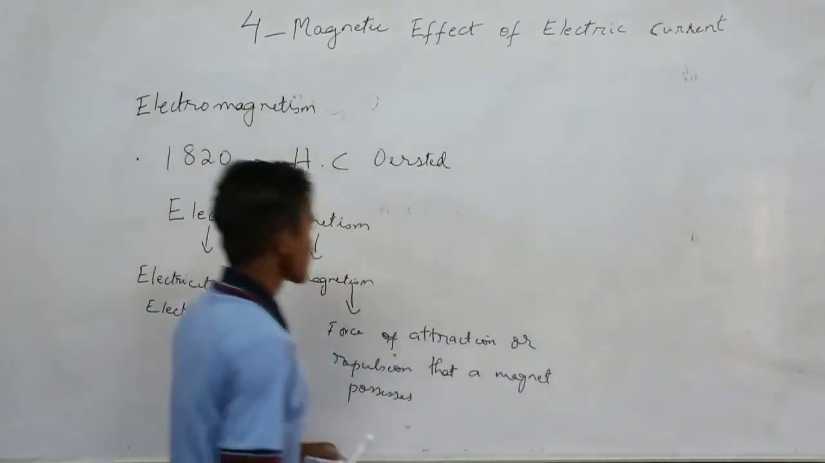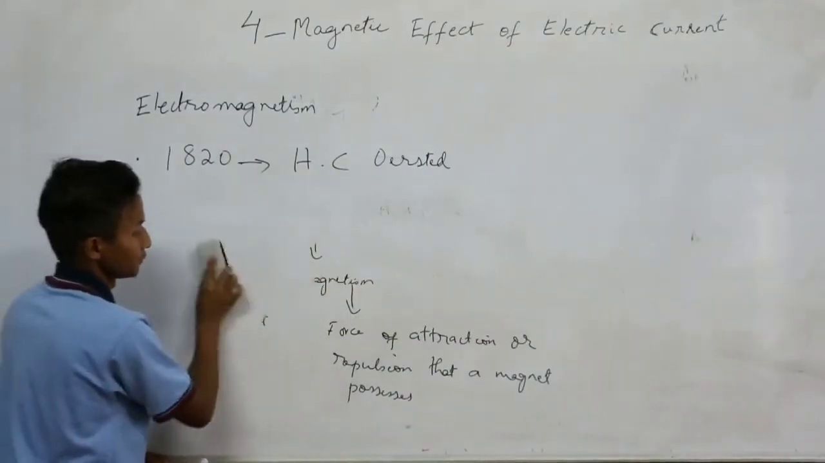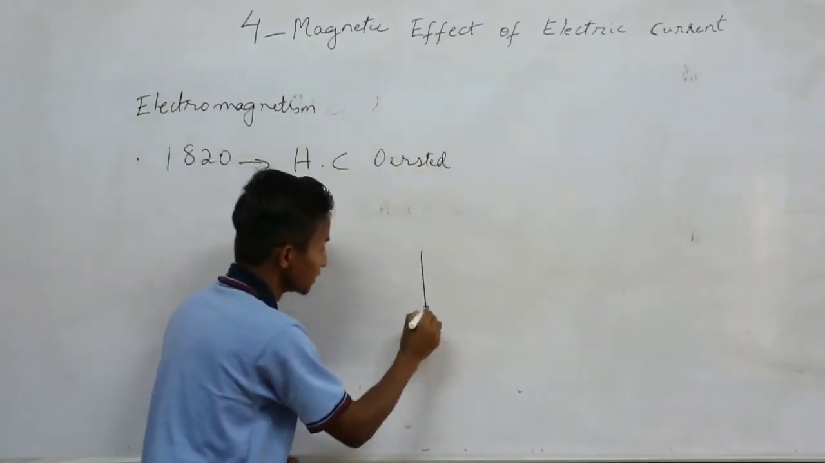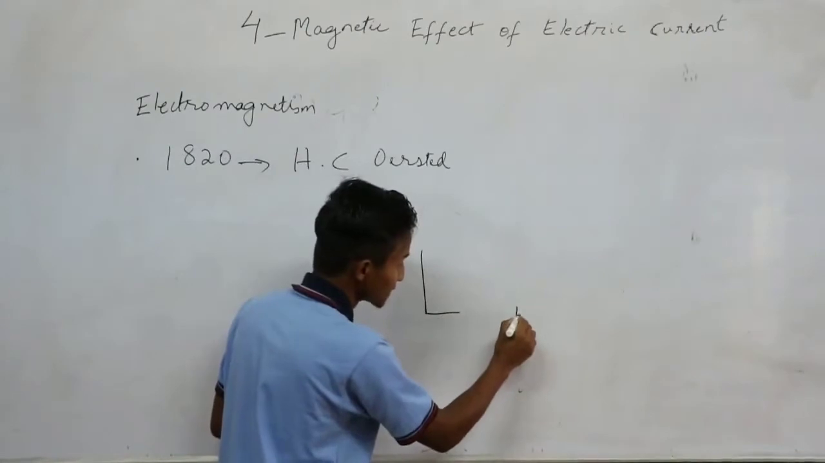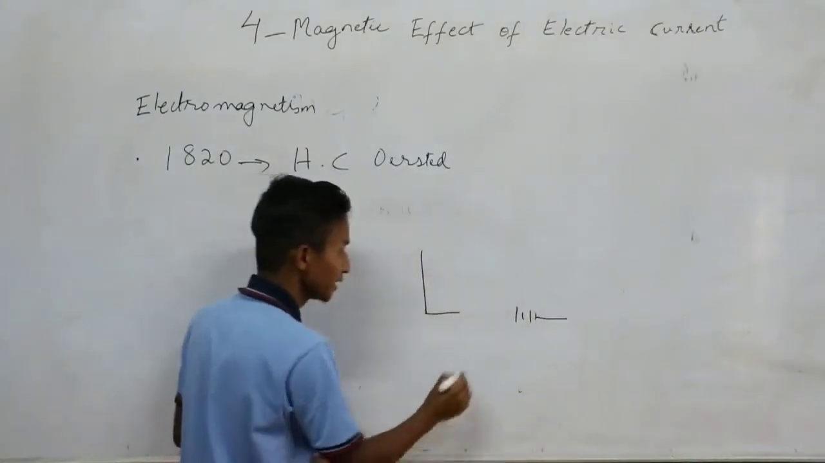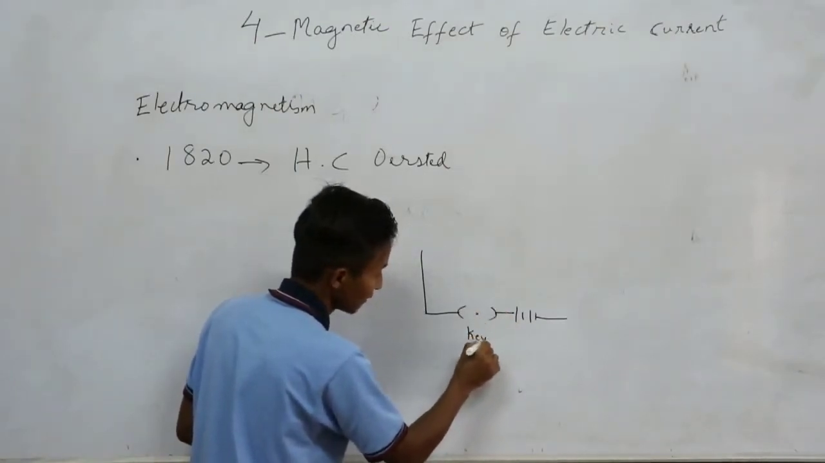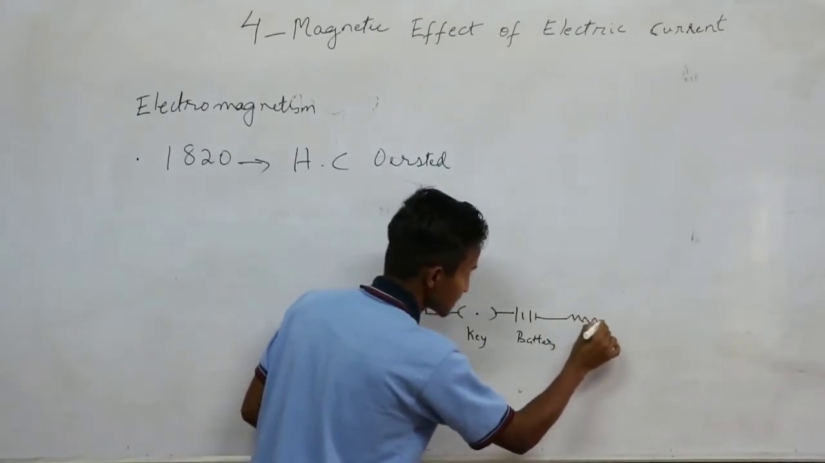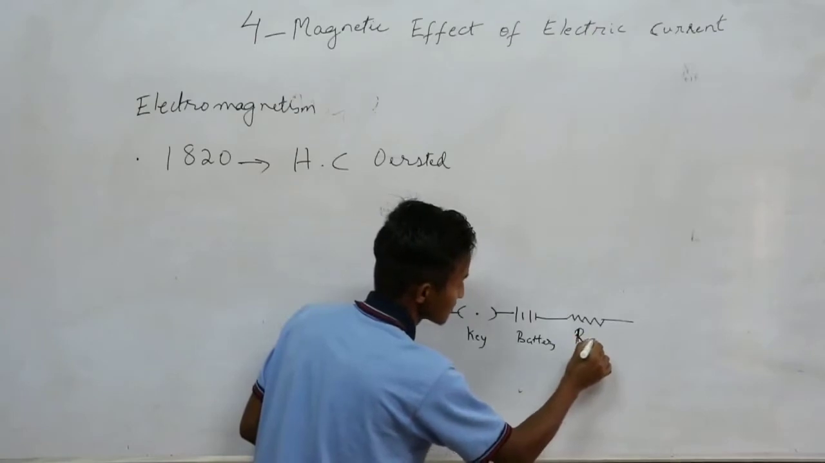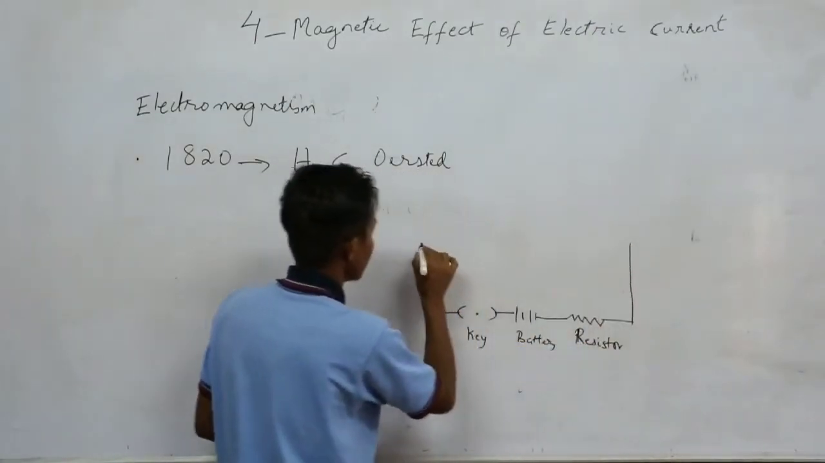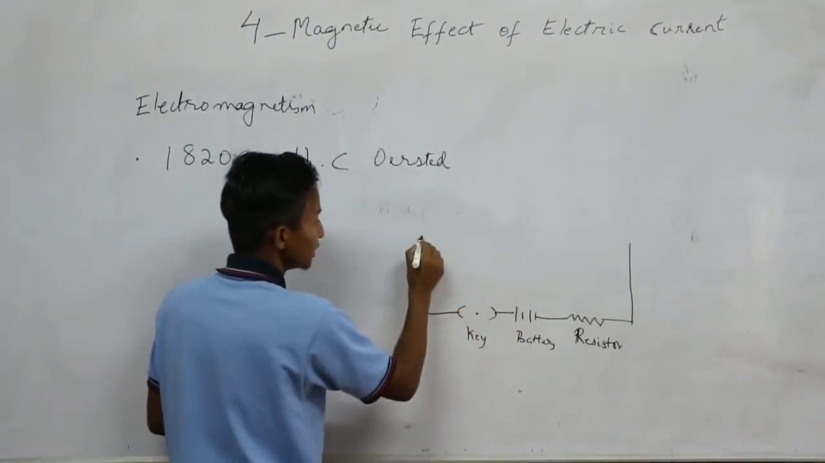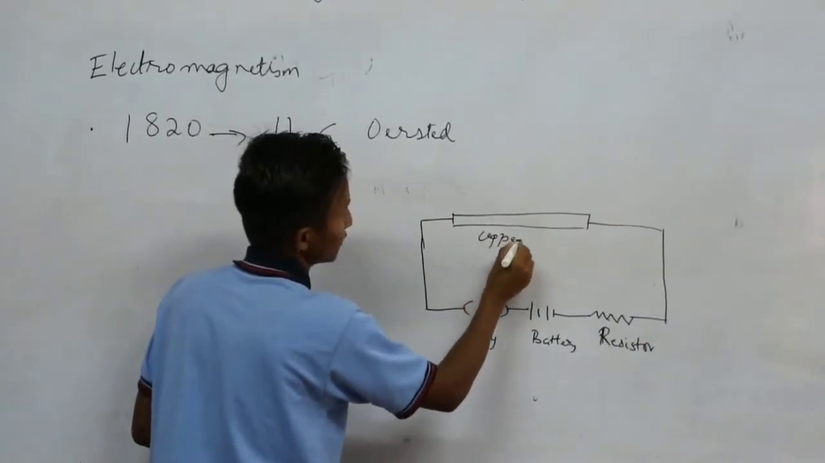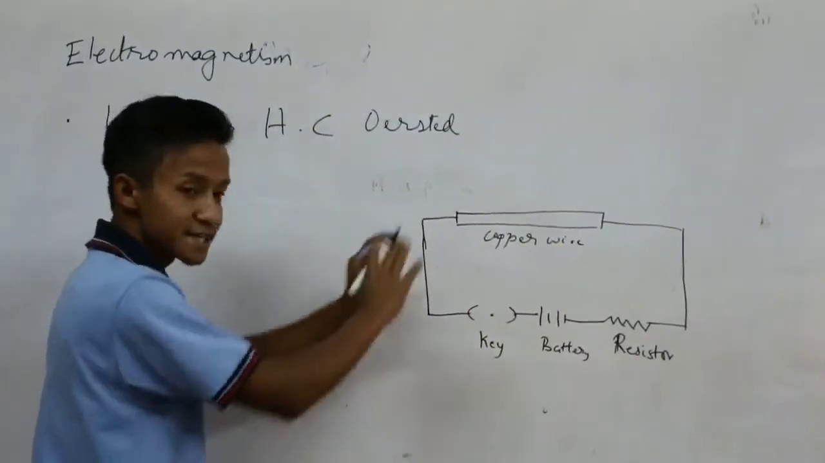So how did his activity work? He took a circuit consisting of a battery, a plug key, and also a resistor. This is a key and this is a battery, and this is a resistor. In between, he included a copper wire. This is a complete circuit.